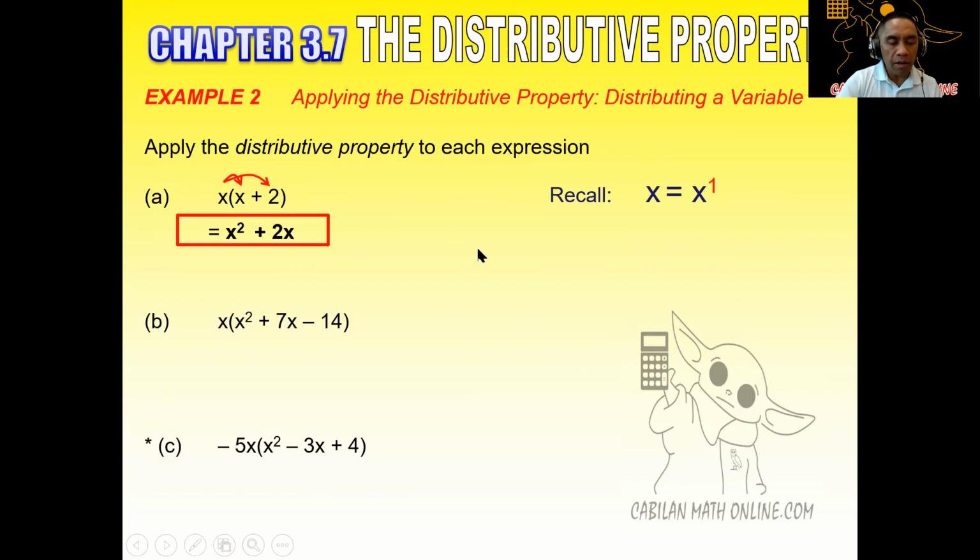All right, for part B, we're now multiplying the x to an x squared, an x to 7x, and this x to the negative 14. Now remember that anytime you multiply two of the same variable, the exponent law, specifically the product law, comes into play, where the exponents then add. So if you take a look at the x over here, that x in front of the brackets, remember that x has the invisible 1, and we're now multiplying it to x squared.